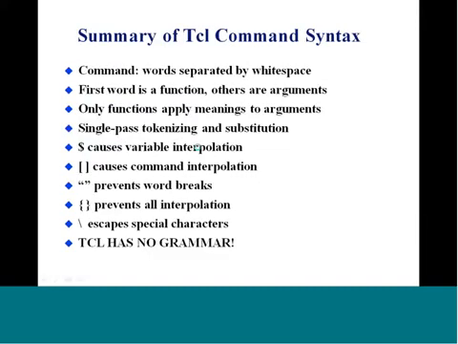So now we will go into the command syntax. So in Tcl, what we learned was that commands are words separated by white space, as it's shown here, and the first word is a function and all the others are arguments. Only functions apply meanings to those arguments, and it's always a single pass of tokenizing and substitution. And then the substitution can take two forms. One is a variable substitution, the other one is a command substitution. The dollar causes variable substitution or variable interpolation, and then the square brackets cause the command substitution or the command interpolation.